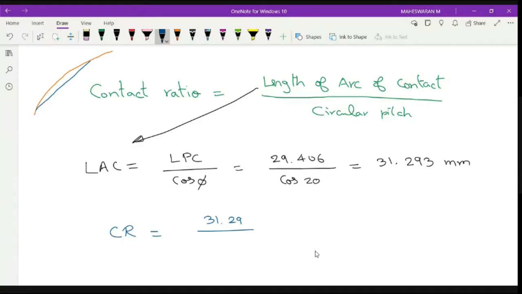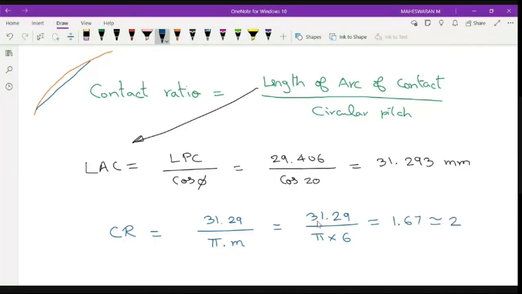It is pi into m, right? So circular pitch is pi into m. Pi is of course 3.14 and m is your module, which is 6. So this is 31.29 divided by pi into module 6, which is 18.84. When we divide 31.29 by 18.84, we get 1.67.